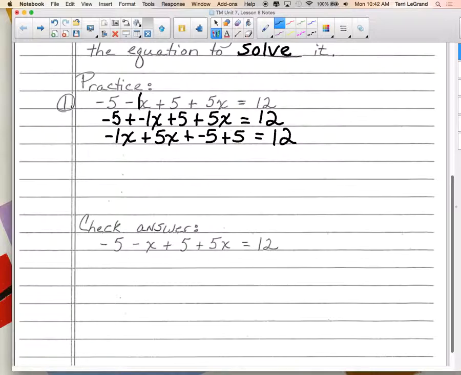Let's put a box around the sets of like terms that we have. So these x's we would say are like terms. These constants are like terms. What can we do to combine that first set of like terms? How do we combine negative 1x plus 5x? Anybody have any idea? By taking 1 away from 5, by subtracting a negative 1, by subtracting just 1.